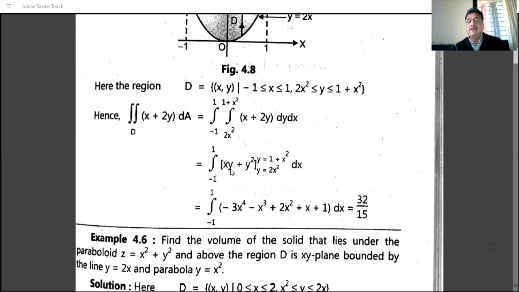Then find the value at the upper limit, that is, substitute in this bracket y as 1 plus x square, and then substitute y as 2x square. So we have this answer.